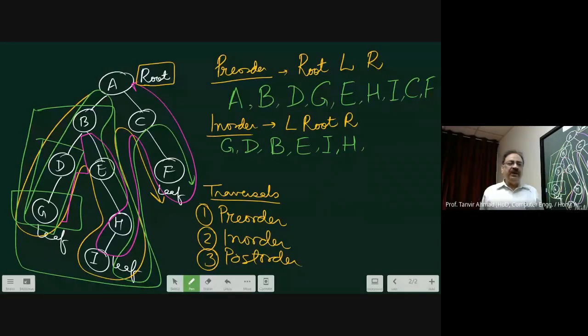Then you keep on going until you find that you have covered all the left of A. Now B, D, G, E, H, I are all the left of A which you have covered. Now you have to cover the root, which is nothing but A. And then you come to the right, you find there are two nodes, C and F. Now C has no left, therefore you process C over here.